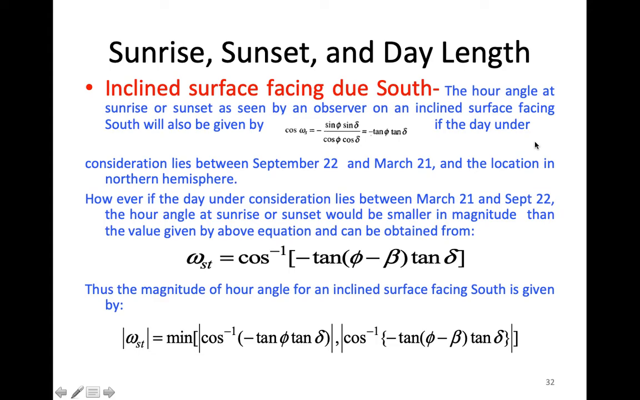On the inclined surface facing due south, the hour angle at sunrise or sunset as observed by an observer on an inclined surface facing south will be given by this equation, if the day under consideration lies between September 22 and March 21 and the location is in the northern hemisphere. However, if the day under consideration lies between March 21st and September 22, the hour angle at sunrise or sunset would be smaller in magnitude than the value given by the above equation and can be obtained from this equation. Thus, the magnitude of the hour angle for an inclined surface facing south is given by the minimum of the two.